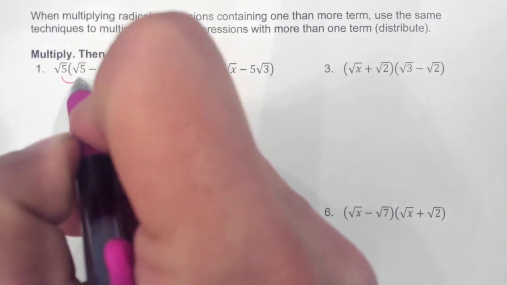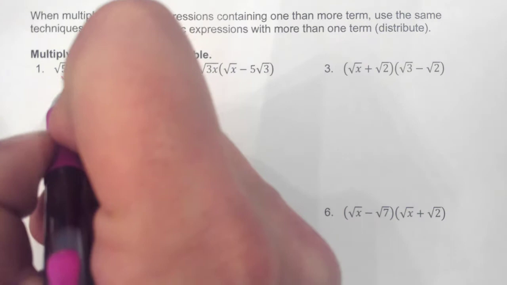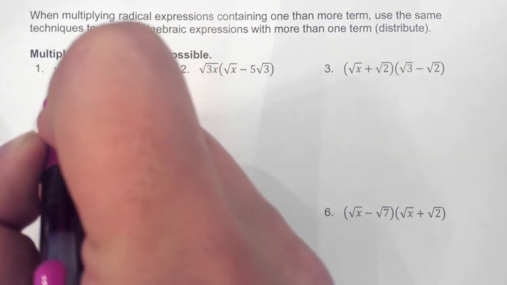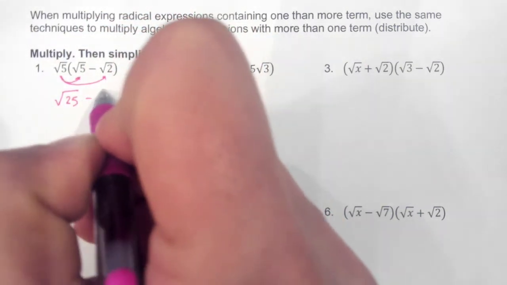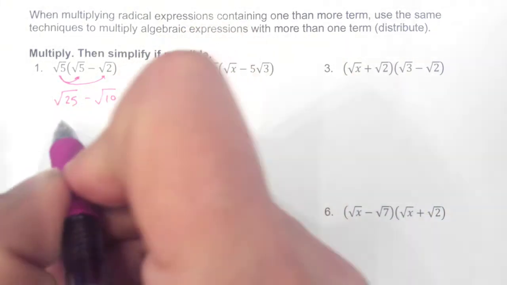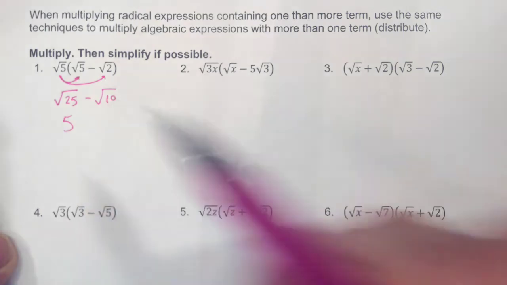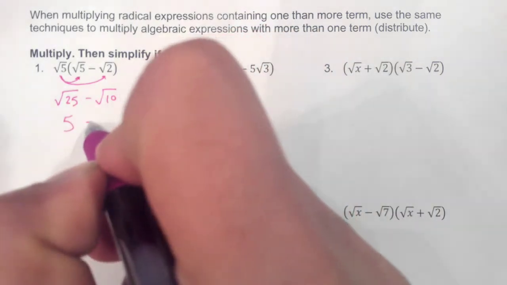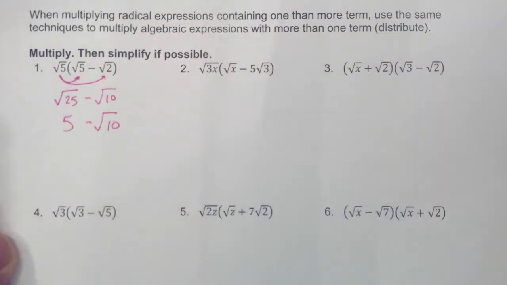What's the square root of 5 times the square root of 5? That's the square root of 25. The square root of 5 times 2 is 10. Well, the square root of 25 simplifies to plain 5. Is there a perfect square that divides 10? Nope. So it just stays as 5 minus the square root of 10.